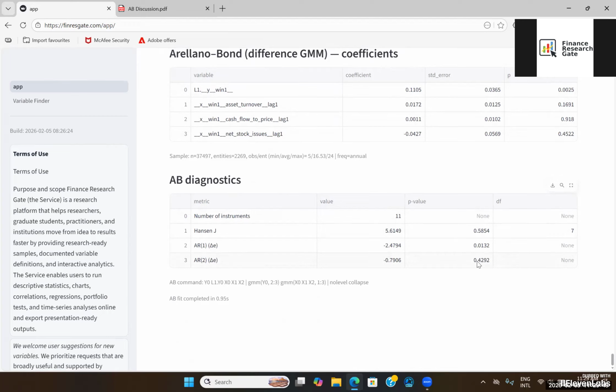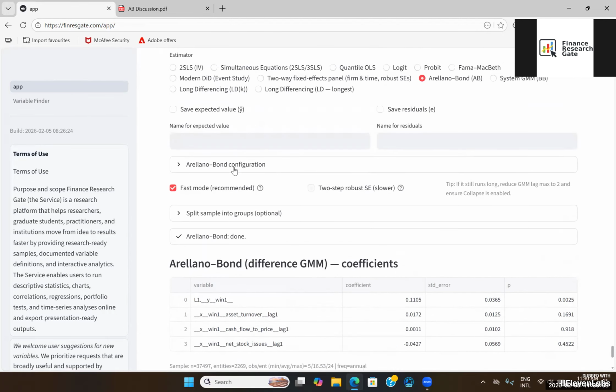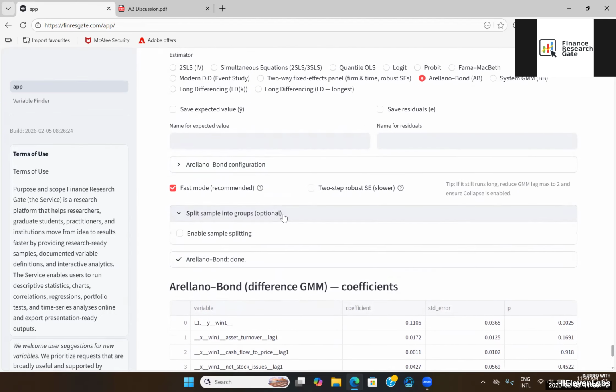In this particular case, the p-value is not statistically significant, which is a very good sign, meaning that we do not have a significant autocorrelation and the error term is appropriately leveled. Therefore, all the prerequisites have been established for utilizing the Arellano-Bond approach, enabling us to apply the coefficient and subsequently formulate the interpretation.